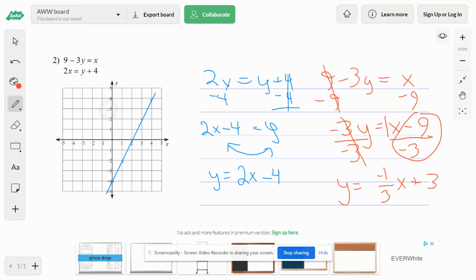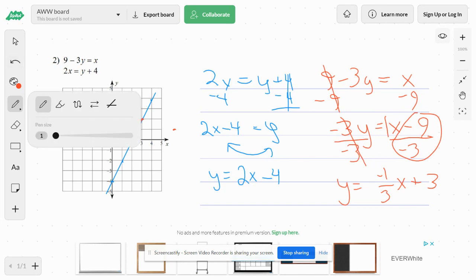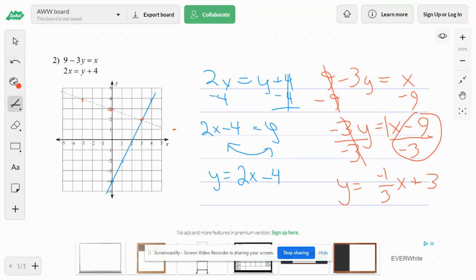So I'm starting up here. Slope of negative 1/3 would be down 1 over 3. And then I'd be going off the graph. I could reverse the slope and go up 1 left 3, but I have enough points really by now. My line would look something like that. And right there, you can see that's the point where they intersect.